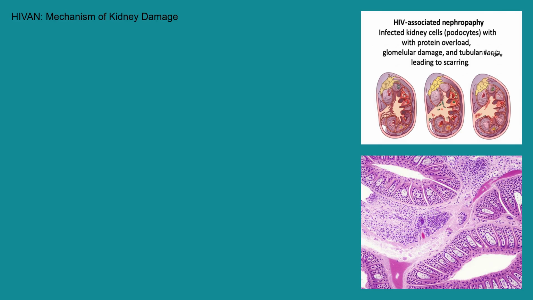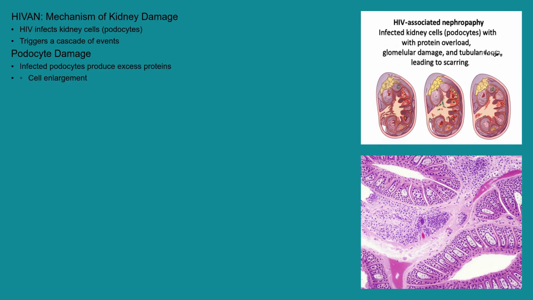Let's look at how HIV damages the kidneys. When HIV infects kidney cells, specifically podocytes, it triggers a cascade of events. Infected podocytes produce excess proteins, causing cell enlargement and eventual collapse of the glomerular filtration barrier. This barrier is essential for filtering waste from the blood. Tubular cells also undergo changes leading to protein accumulation and tubular damage. The overall effect is scarring and progressive kidney failure.